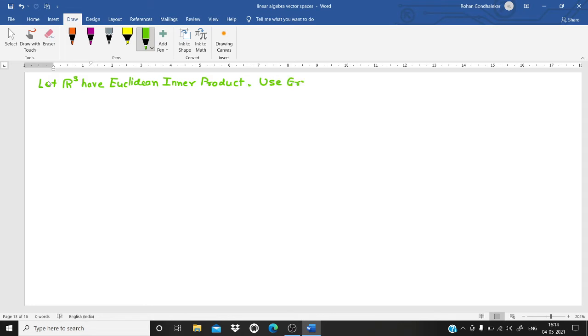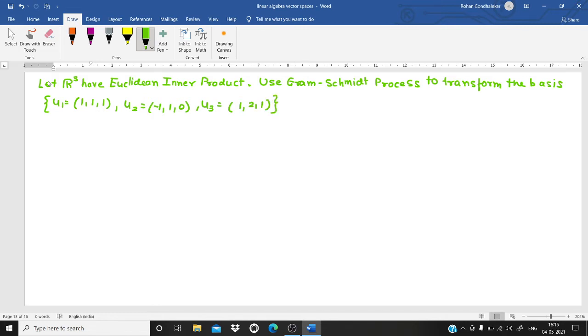Use the Gram-Schmidt process to transform the basis U1 is equal to (1, 1, 1), U2 is equal to (-1, 1, 0), U3 is equal to (1, 2, 1) into an orthonormal basis. Fine. So this is our basis of R3.